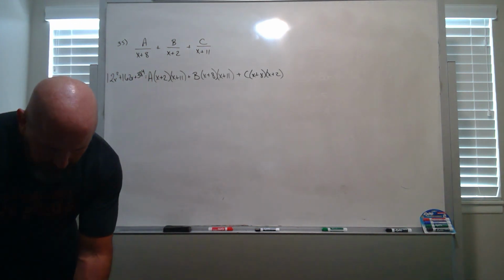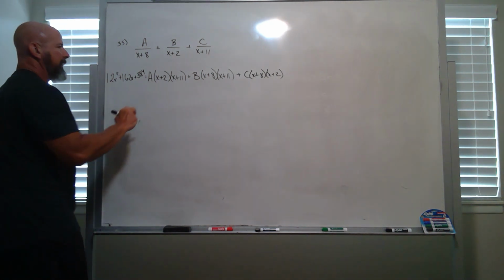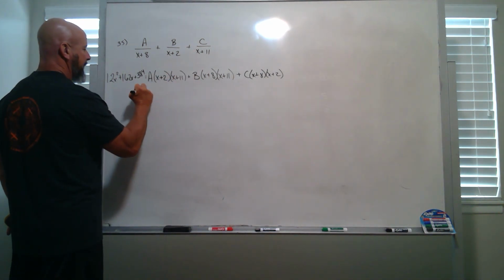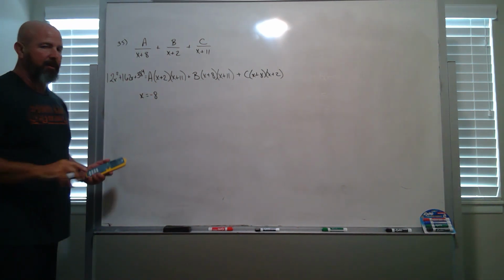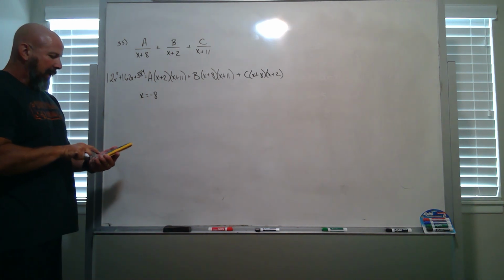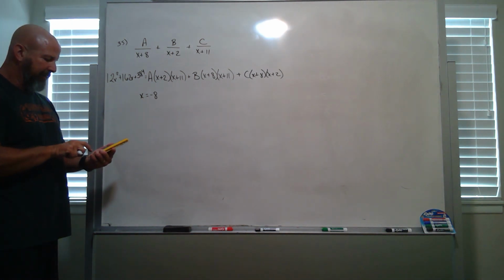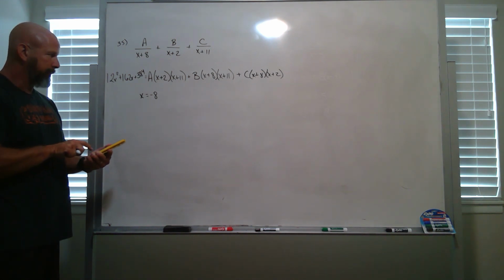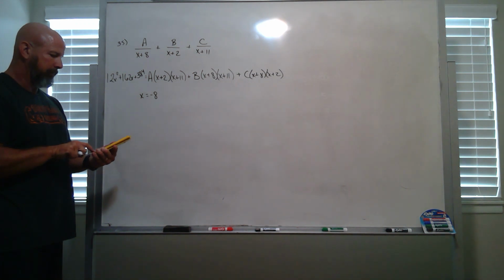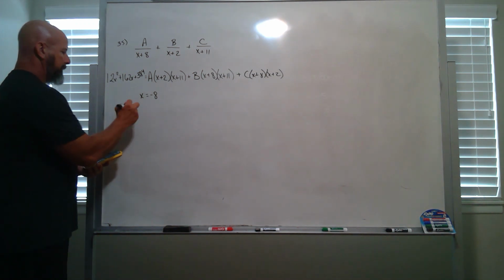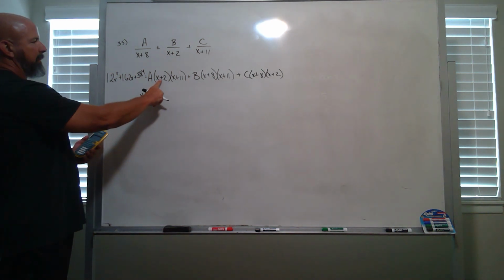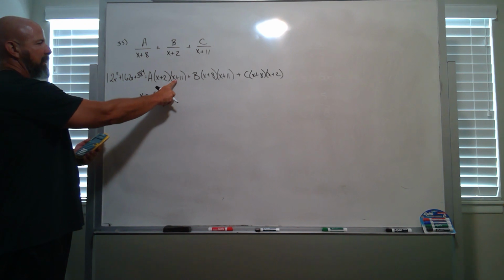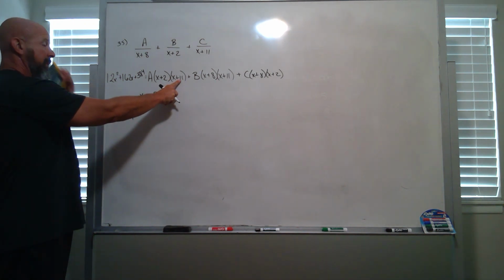That's okay though. I'm going to let x be my domain restrictions. So I'm going to let x be negative 8. So let's see, I'm going to go 12 times negative 8 squared plus 162 times negative 8. I'm just substituting negative 8 in for x. So I've got negative 144. All right, and see, negative 8 plus 2 is negative 6. Then negative 8 plus 11 is 3.